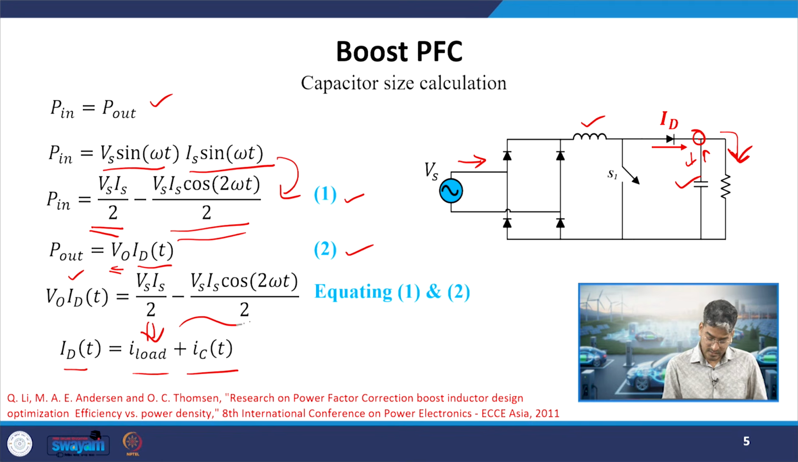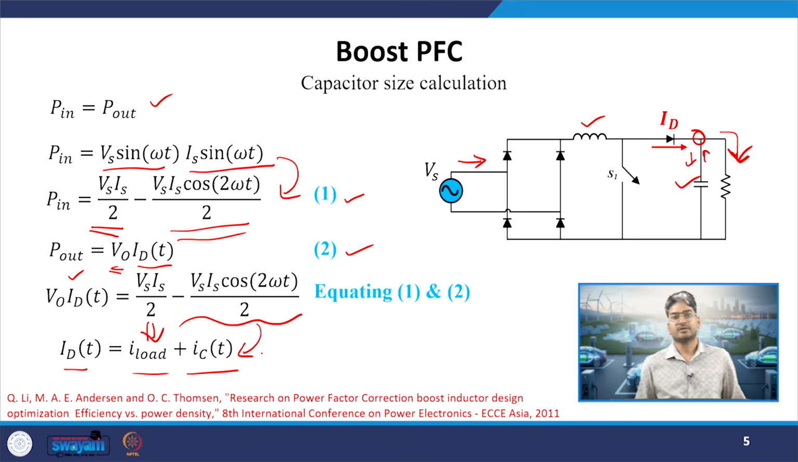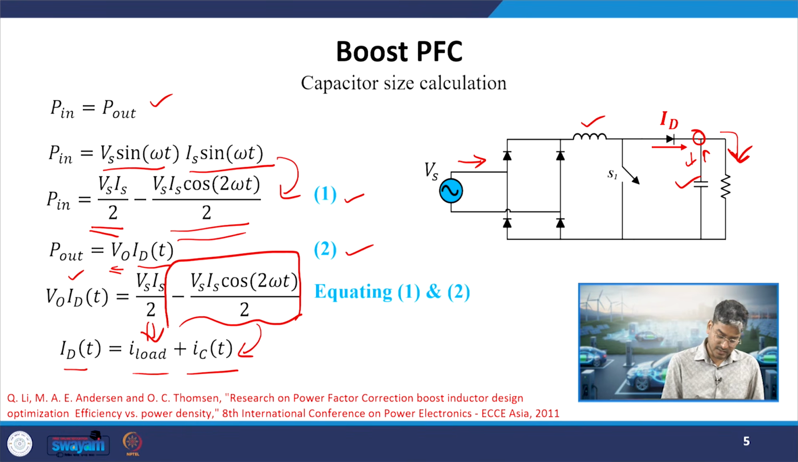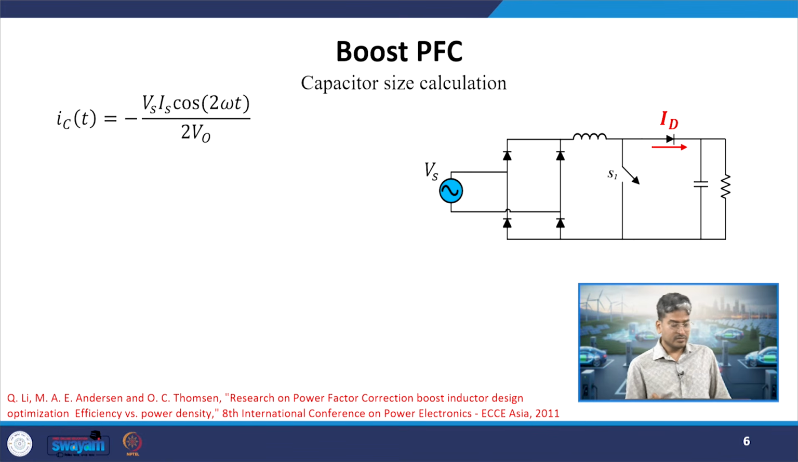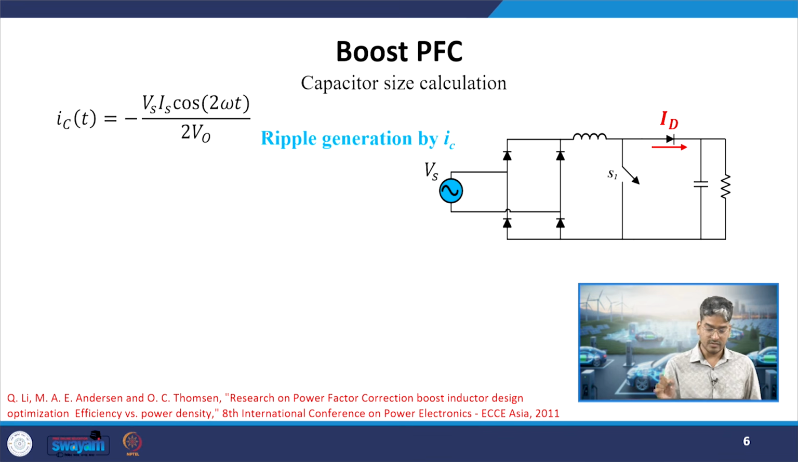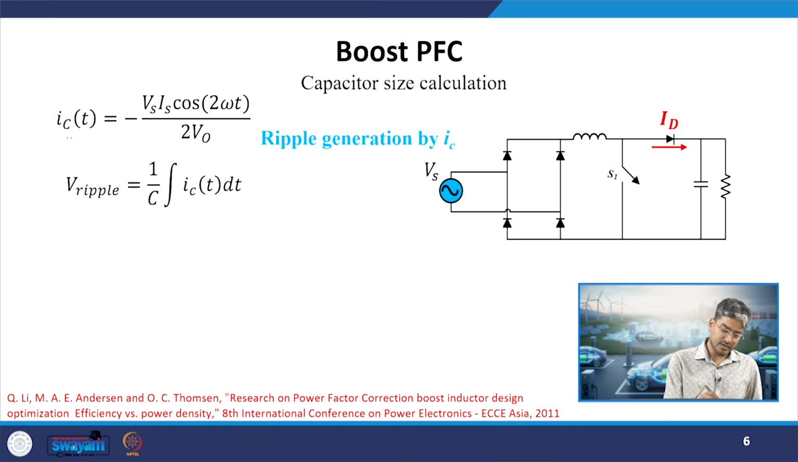So, we will handle this ripple content. This will be absorbed by my capacitor, or the capacitor has to be designed in such a way that it is able to absorb this ripple content while maintaining the voltage ripple within the given percentage. Okay. So, now Ic of t will be equal to minus Vs Is cos 2 omega t by 2 V0. So, we have now determined the current.